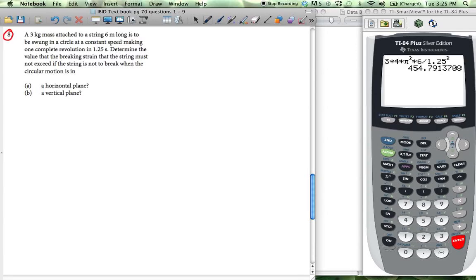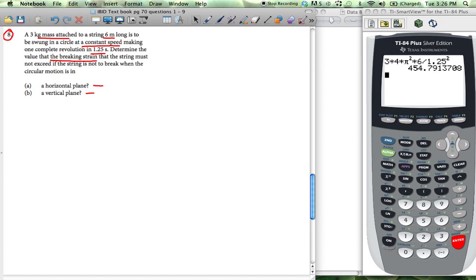Question 8. A 3 kilogram mass attached to a string 6 meters long is to be swung in a circle at a constant speed. It's important, constant speed, making one complete revolution in 1.25 seconds. Determine the value that the breaking strain of the string must not exceed if the string is not to break when the circular motion is in the horizontal plane and the vertical plane.